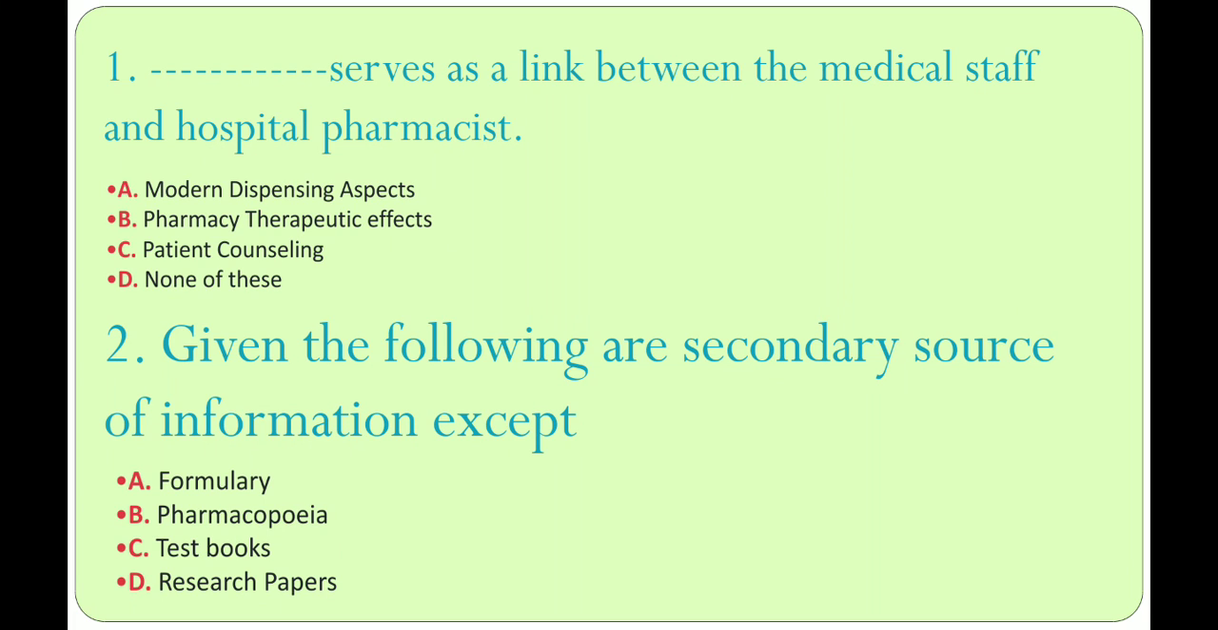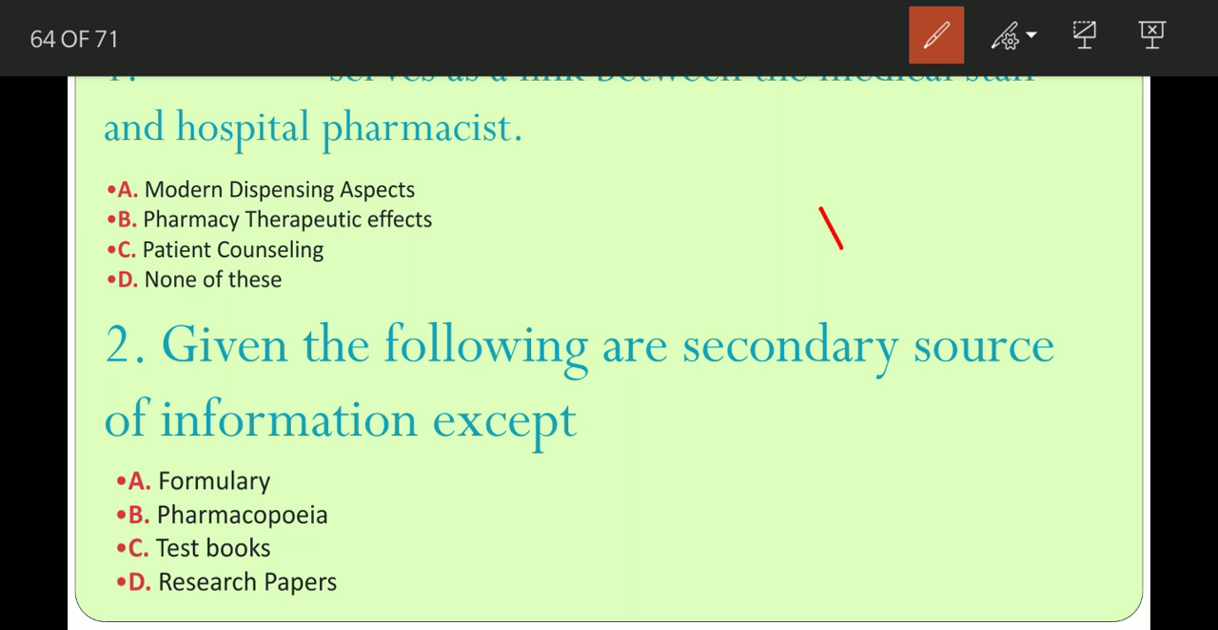Now the next question is, the following are secondary sources of information except. The options are A. Formulary, B. Pharmacopoeia, C. Textbooks, D. Research paper. So the correct answer is D, that is research paper.